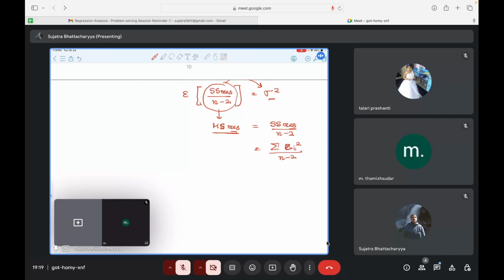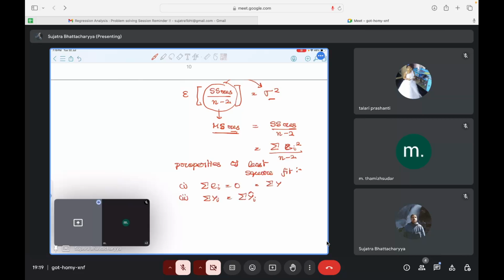What else? One of the properties, let us discuss the properties of the least square fit quickly. Then we'll go towards hypothesis testing and questions. The least square fit, the estimated fit which we have done. First thing, summation of ei is equal to 0. We have already established it. Second, summation of yi is equal to summation of yi hat.